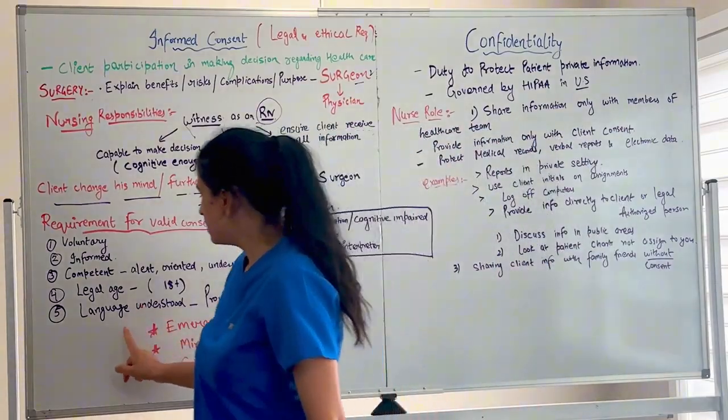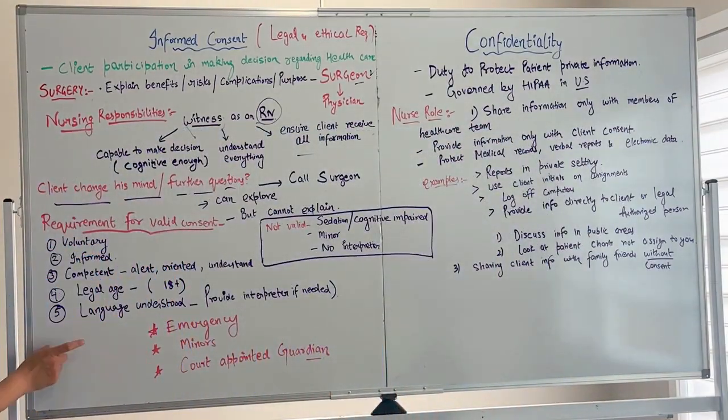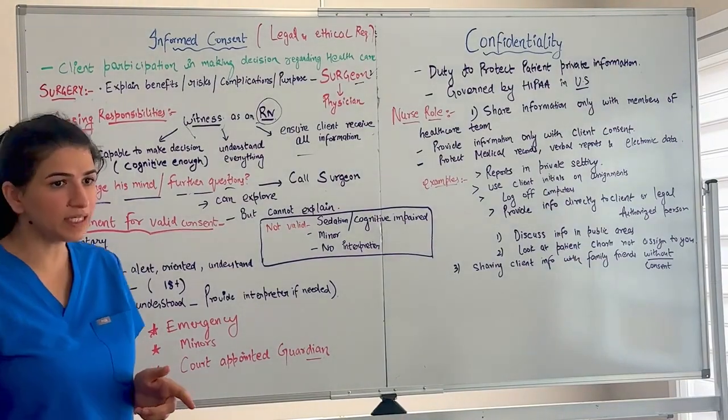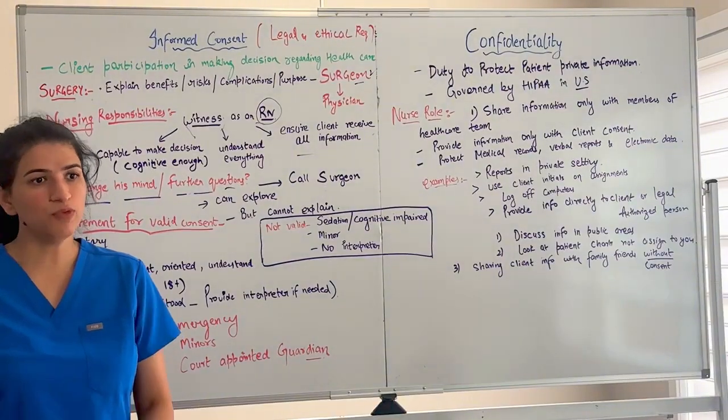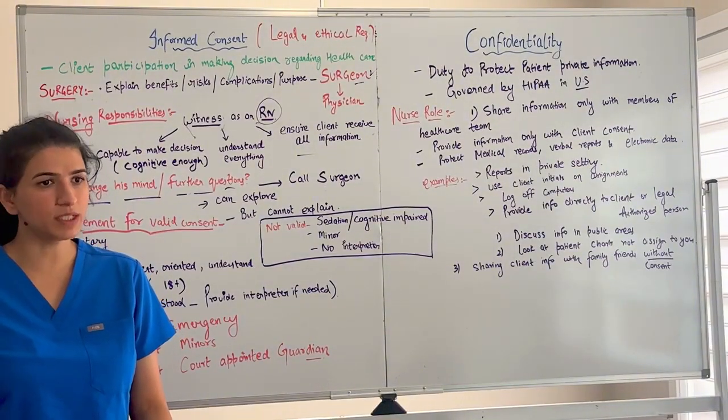Now, the last thing is language understood. Whenever you are explaining something to the patient or the surgeon, you need to make sure they know the same English language in which the doctor is communicating. If they don't understand that language completely, or they want a language translator or interpreter, then you need to find someone before they sign the informed consent.